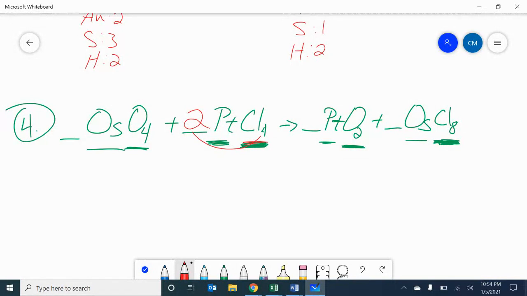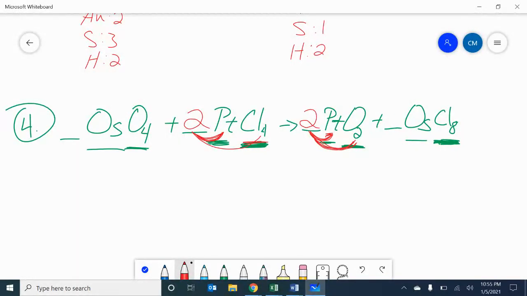But now I just made 2 Pts. So I got 2 Pts on the left. On the right, I only have 1. Well, let's put a 2 right here. That'll give me 2 Pts. So now I have 2 Pts on the right to match the 2 Pts on the left. But now I just doubled my 2 O's that I already had. So 2 times 2 is 4 O's.